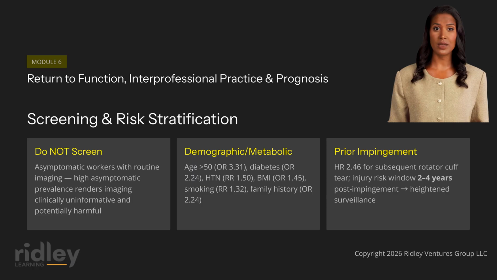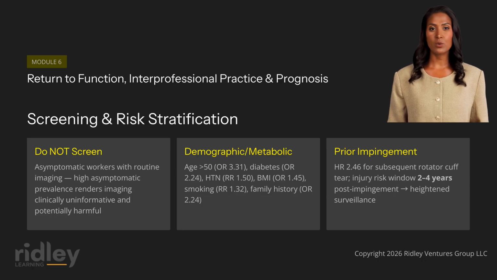Key demographic and metabolic screening elements include age above 50 years, which more than triples the risk of rotator cuff tendinopathy, and is one of the strongest and most consistently established risk factors in the literature. Diabetes, which roughly doubles the risk. Hypertension, which raises the risk by approximately half. Elevated body mass index, which modestly but reliably increases the risk. Smoking status, which modestly but measurably increases the risk.